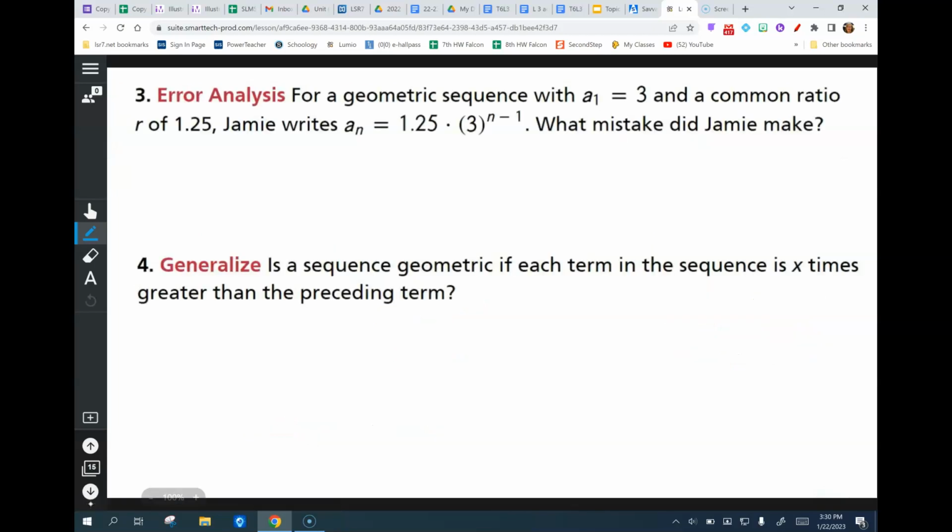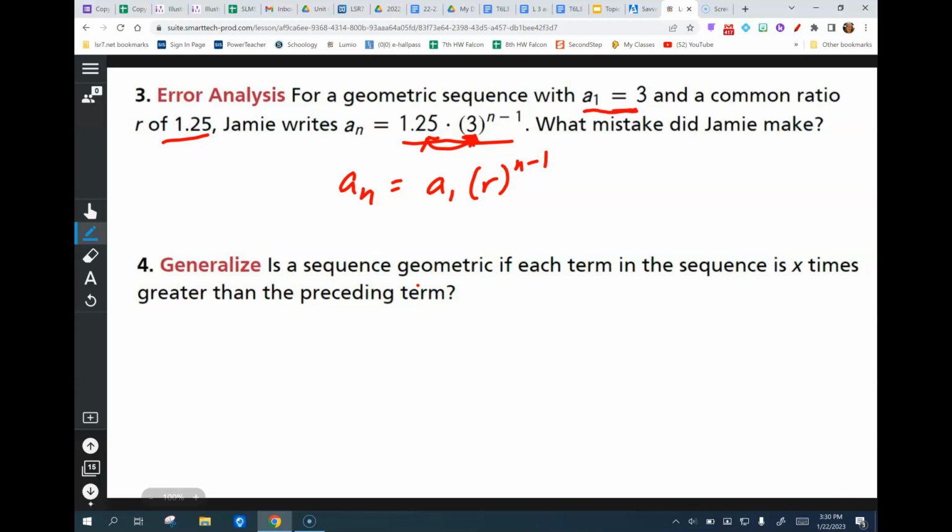Error analysis. For a geometric sequence, a sub 1 is equal to 3. The common ratio is 1.25. Jamie writes this. What did Jamie do wrong? Well, look at the explicit formula: a sub 1 times the ratio to the n minus 1. Where did they put a sub 1? Right here for the ratio. So once again, they flipped it. These people are really struggling. It seems like they always flip the numbers.